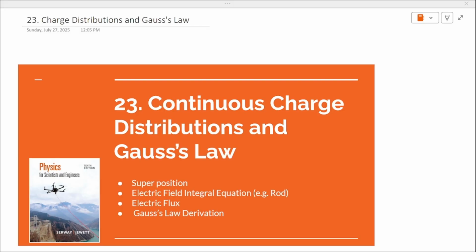This is based off Physics for Scientists and Engineers by Serway and Jewett, the 10th edition, designed for an electromagnetism course, such as AP Physics C.